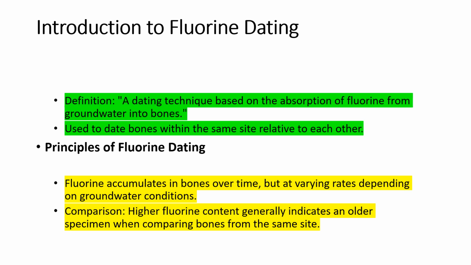In relative dating, fluorine dating is not an absolute dating method. By this I mean it surely cannot provide an exact age in years. Instead, it is used to determine whether bones are older or younger than each other within the same archaeological context.